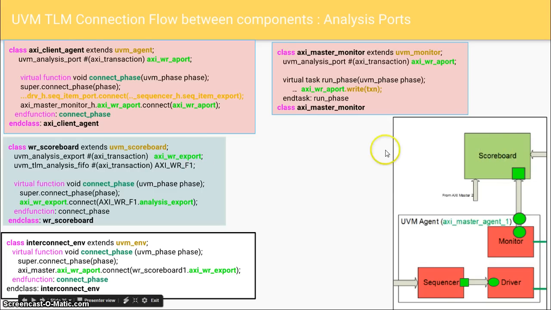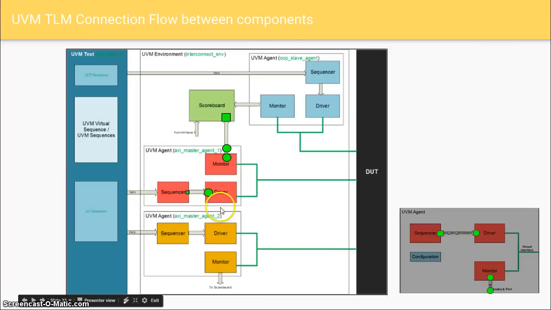In the connect phase function of the scoreboard, you will be connecting the analysis export in the scoreboard to its final implementation. For easiness, you can use an inbuilt UVM TLM analysis class, which provides an implementation of the export. And also, in a class where both the scoreboard and agent are available, you need to make a connection between the agent A port and the scoreboard analysis export. That is made in the environment connect phase function by using agent.aport.connect to the scoreboard.analysis export. So this is the whole picture. I hope this connection picture is clear for you now.